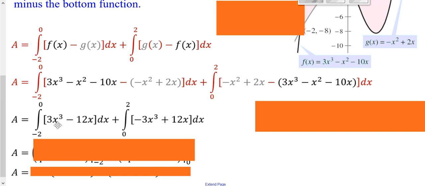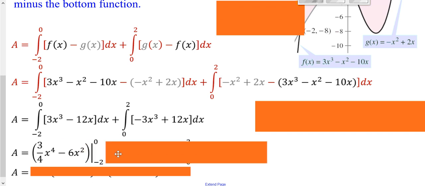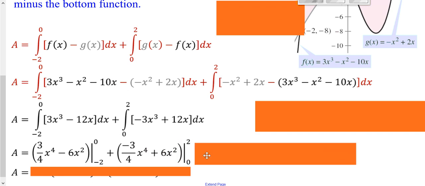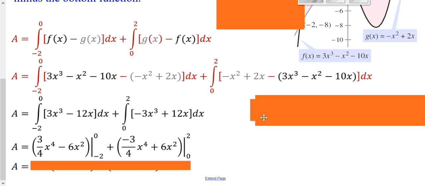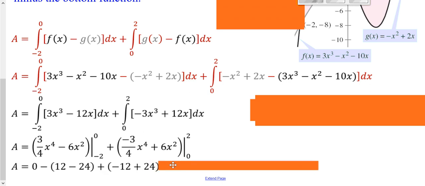Well, in each case, these are pretty easy to integrate. You increase your exponent by 1, offset it in front. Increase your exponent by 1, and evaluate it from -2 to 0. Add your other integral. Once again, increase your exponent by 1, and then evaluate it from 0 to 2. Plug in your 0 minus what you get when you plug in negative 2, plus, and then you do the other integral, plug in your 2 minus what you get when you plug in 0, and it all ends up being 24.